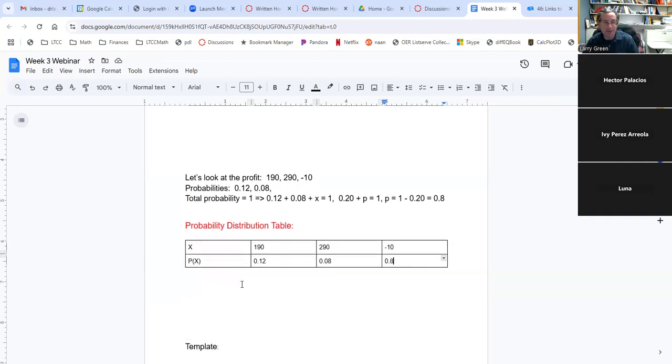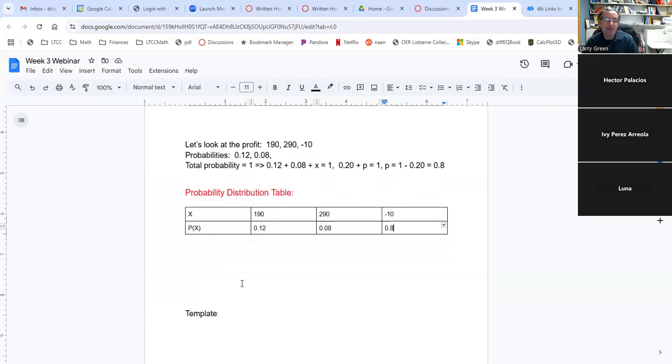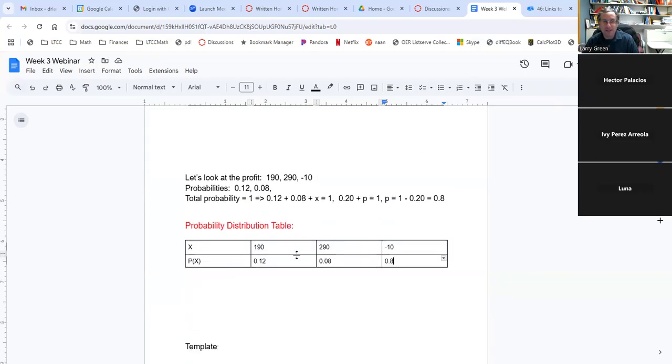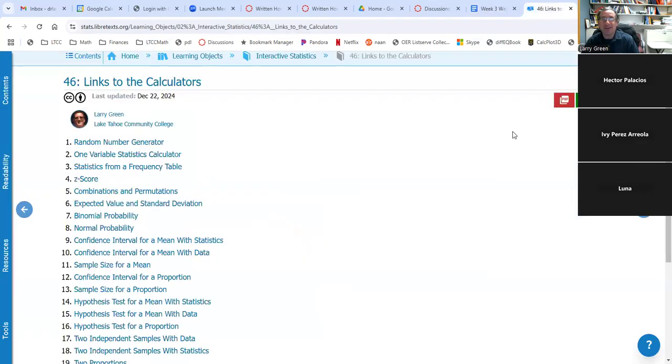Once I have the table, now what I need to do is a computation. I'm going to find the expected value and the standard deviation. Any guess on how I'm going to do that? Hopefully by now you're used to it. Yeah, we're going to go to the calculator. If we go to the calculator, you'll notice number 6 is expected value and standard deviation. I'm going to click on that.